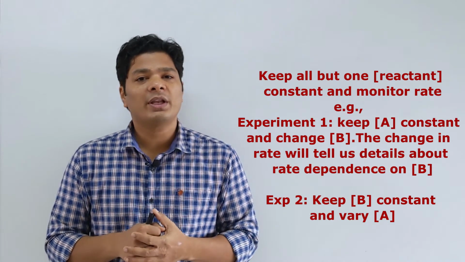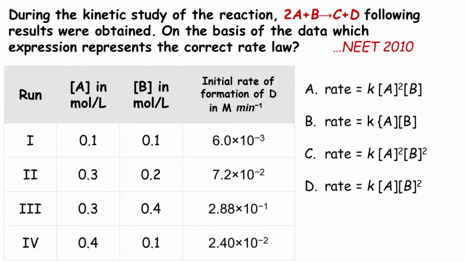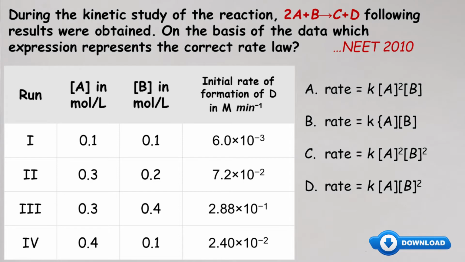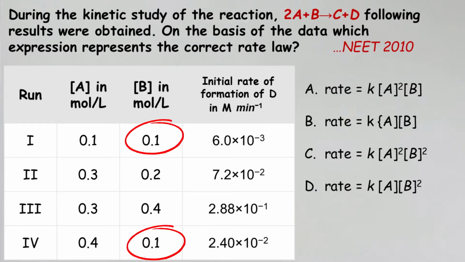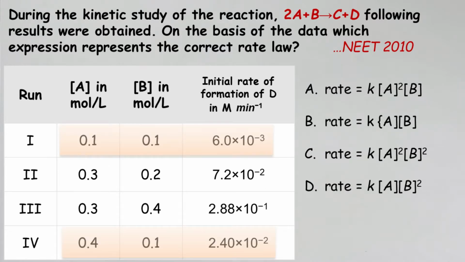For example, let's look into a NEET previous year question which came in 2010. Now your key is to see 2 sets of reactions. You can pick any 2 that you want, where the concentration of either A or B is the same. For example, I would pick 1 and 4. My concentration of B is the same. Now if the concentration of B is the same, then the concentration of A is changed, which is made 4 times. Then what happens to the initial reaction rate?